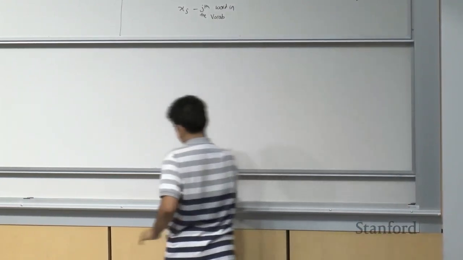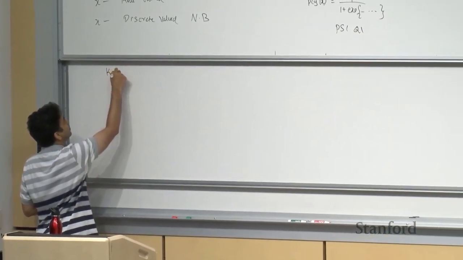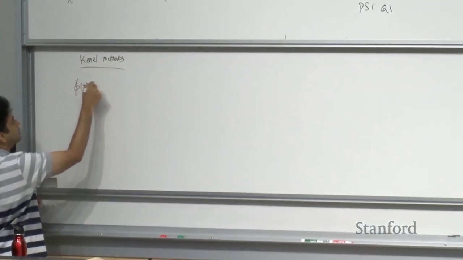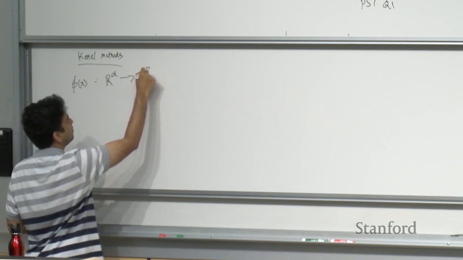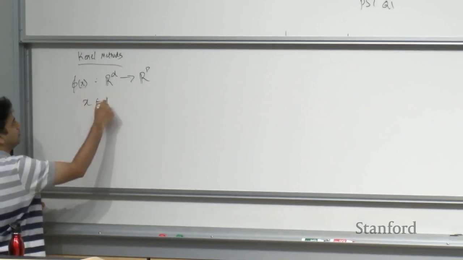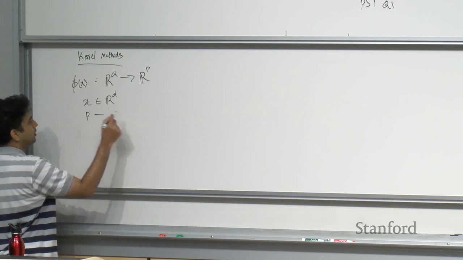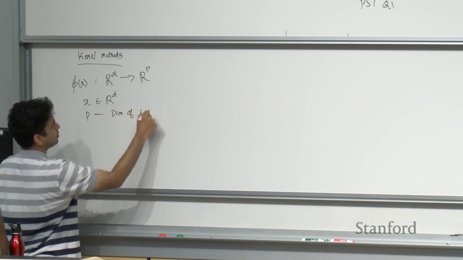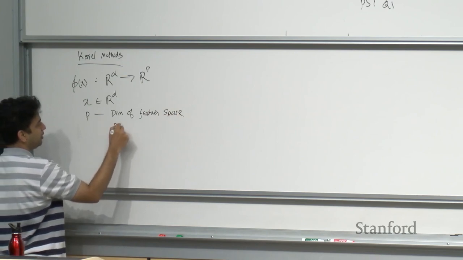So in order to define a kernel, we start with a feature map, phi of x, right? That takes from Rd to Rp, where x is in Rd, that's the data that's given to you, and p is the dimension of the feature space. And importantly, p can be infinite.